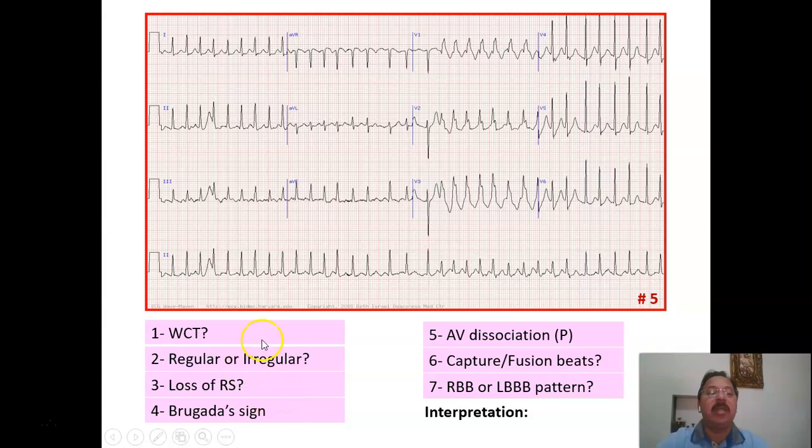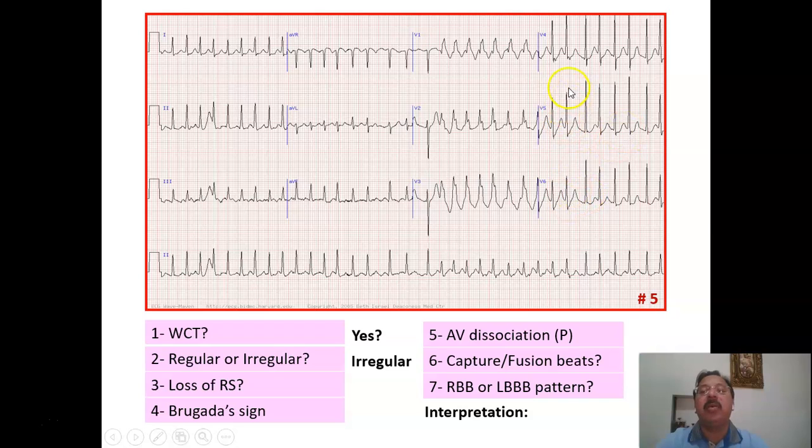Look at this one. Is it wide complex tachycardia or narrow complex? So it's doubtful. It's not wide complex if you see the rhythm strip and in many other places, but some places you see it's wide. So that's why it's a bit doubtful. Regular or irregular? So it looks irregular. You see the RR interval is variable.